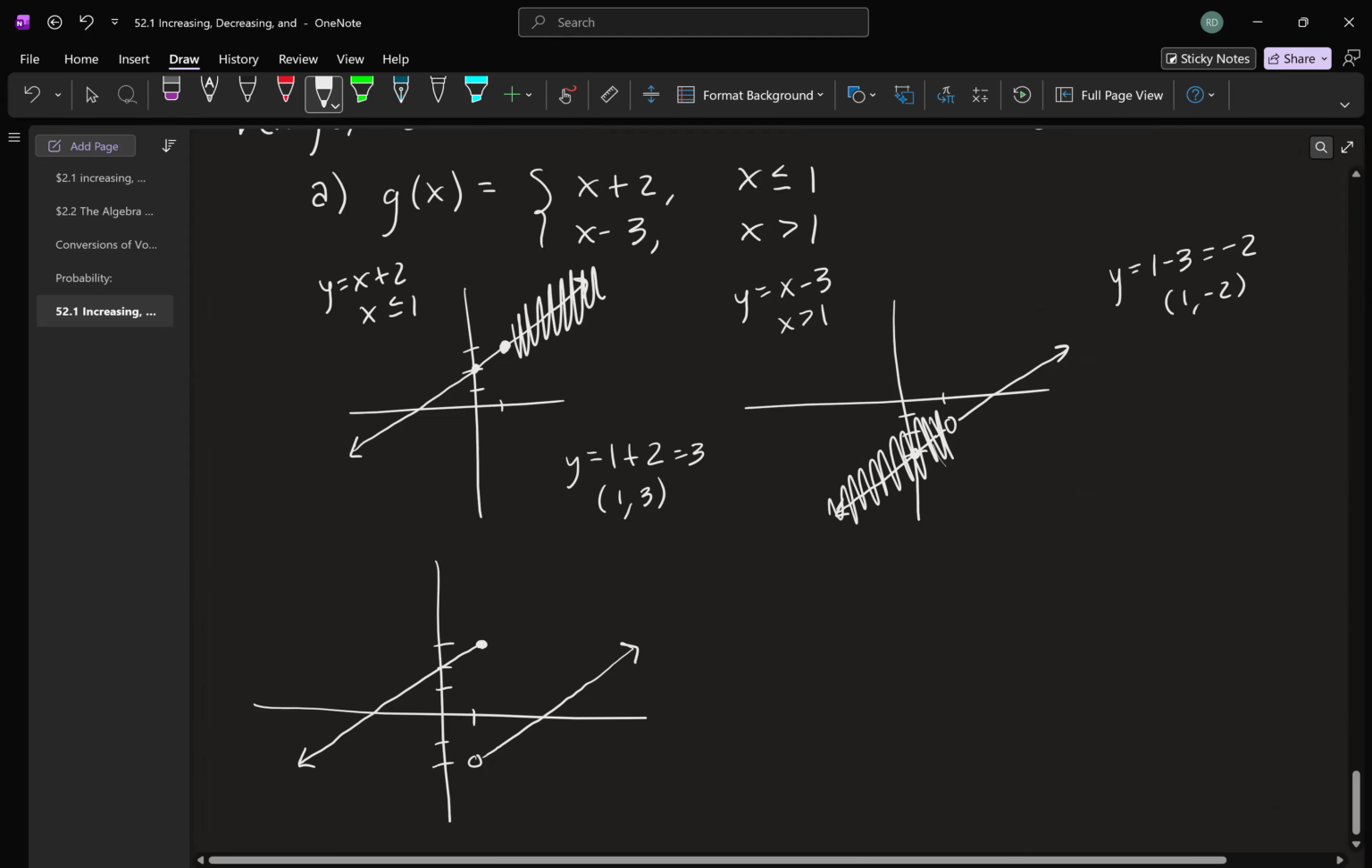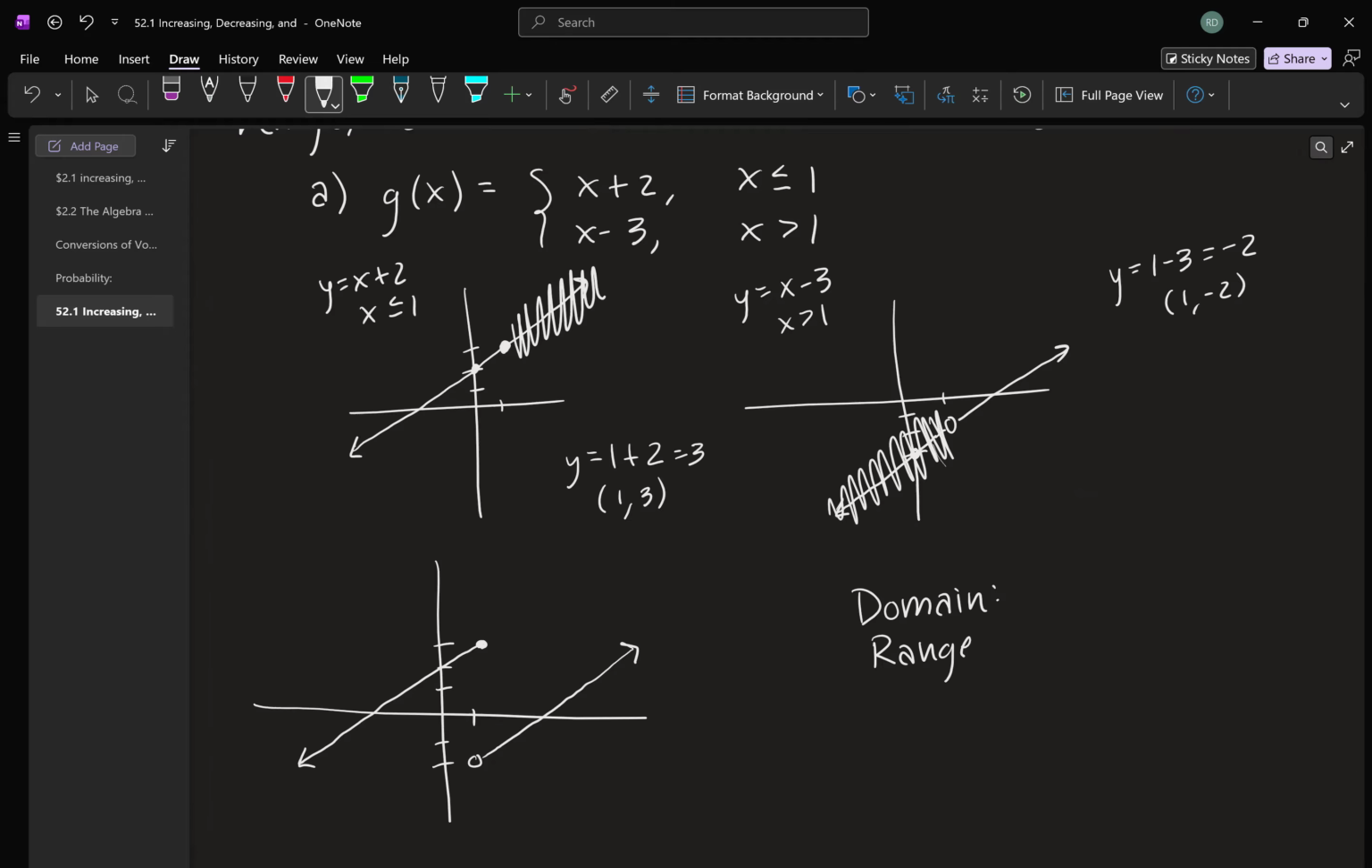Now the problem wanted us to find the domain, the range, and then the intervals of increasing and decreasing. If there's constant as well, you should also do constant. But in this case, there's not.